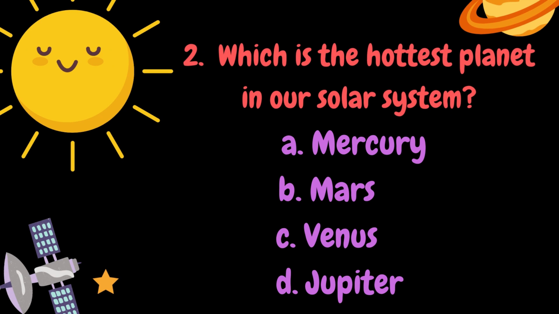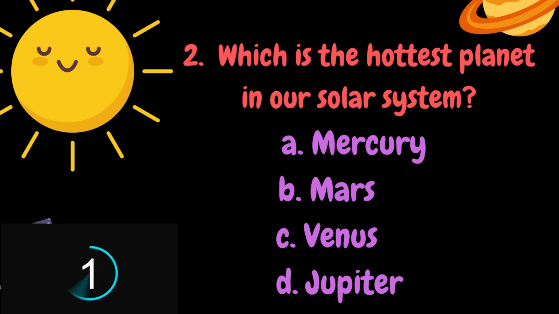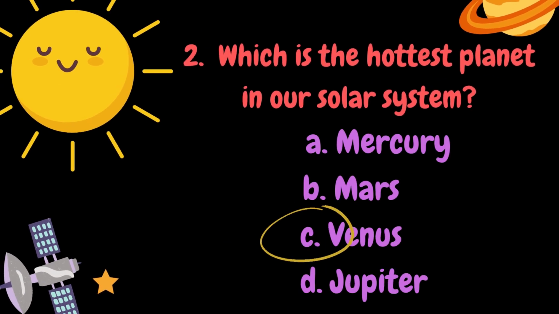Number 2. Which is the hottest planet in our solar system? A. Mercury, B. Mars, C. Venus, D. Jupiter. The correct answer is letter C, Venus.